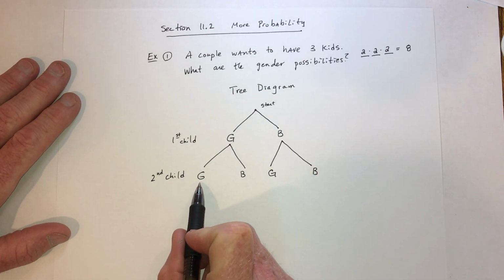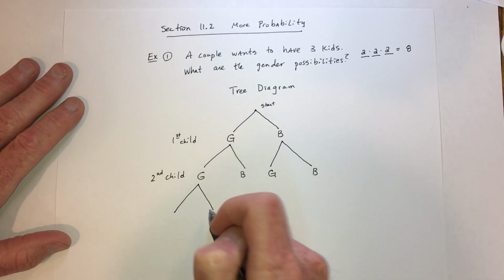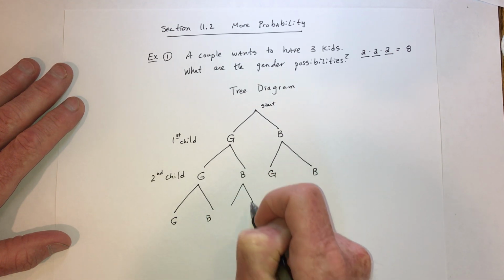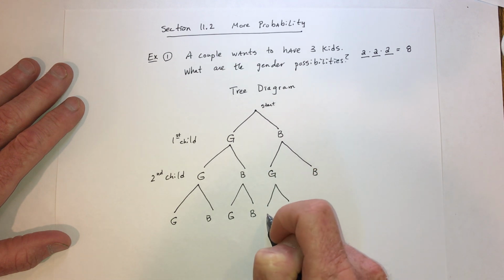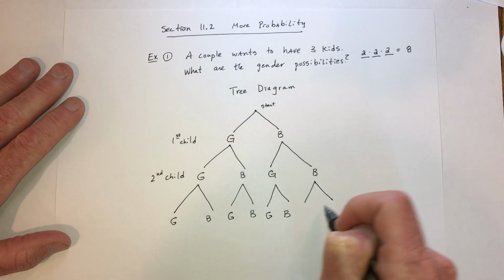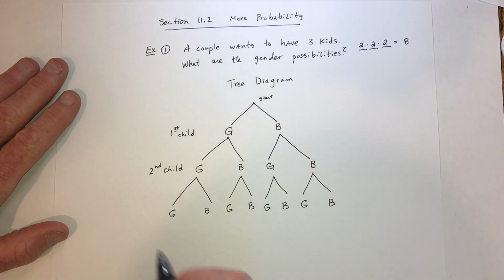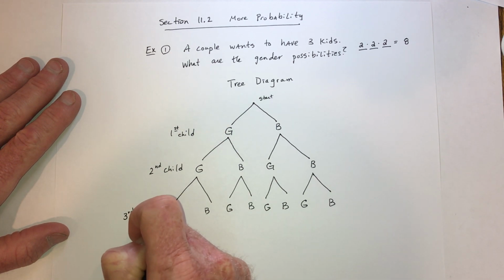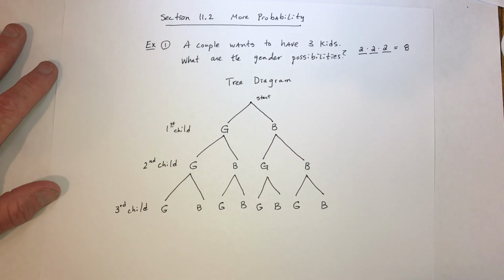And then from this hypothetical child, afterwards they could have either a brother or a sister, so it could be a girl or a boy. This one could have either a sister or a brother. This one could have either a sister or a brother. Either a sister or a brother. And then this is by the time they get to the third child. And that is what's known as a tree diagram.